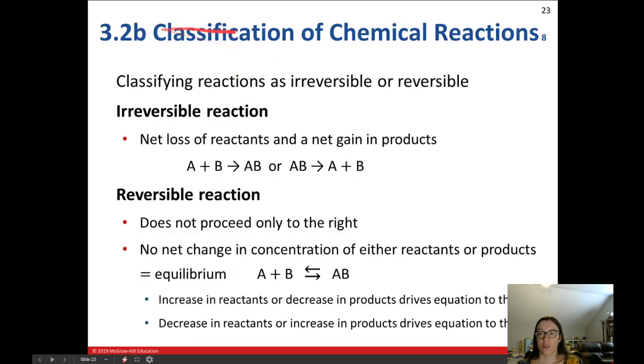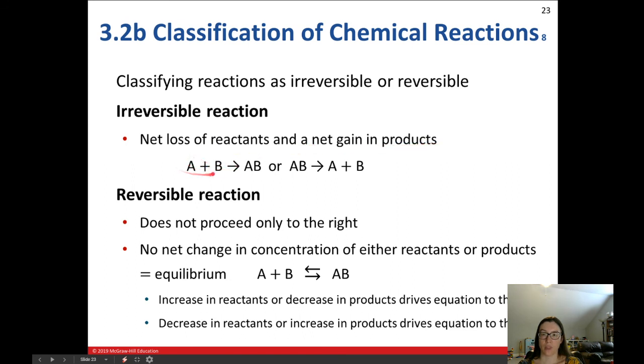Now the last classification of chemical reactions that we have is deciding if the reaction is irreversible or reversible. And so you can look at the arrows in our chemical equation to try to figure this out. So an irreversible reaction is just going to go in one direction. So we have our reactants and they become our products. And then it can't go backward, right? So we have a net loss of reactants and a gain of products.